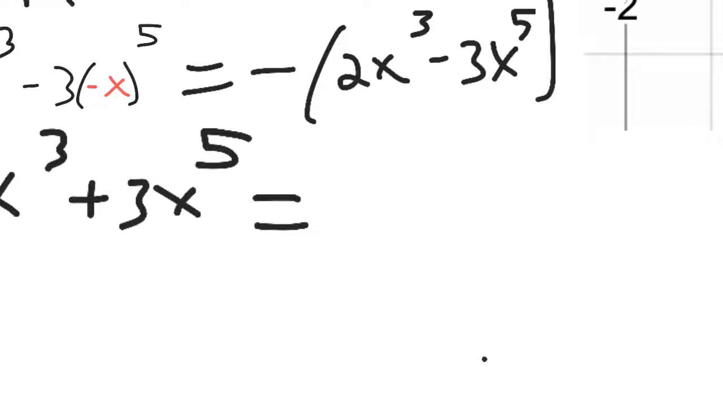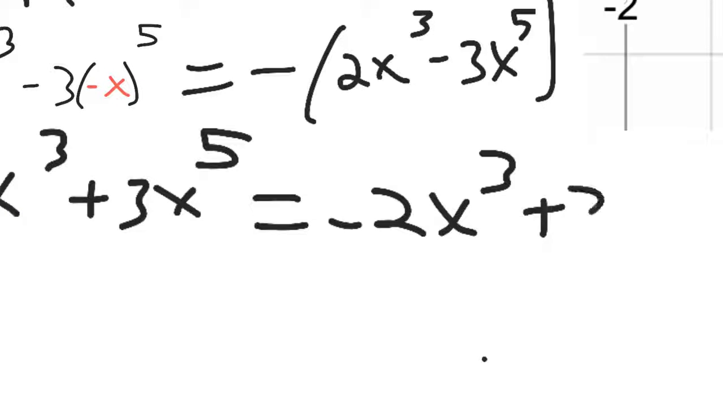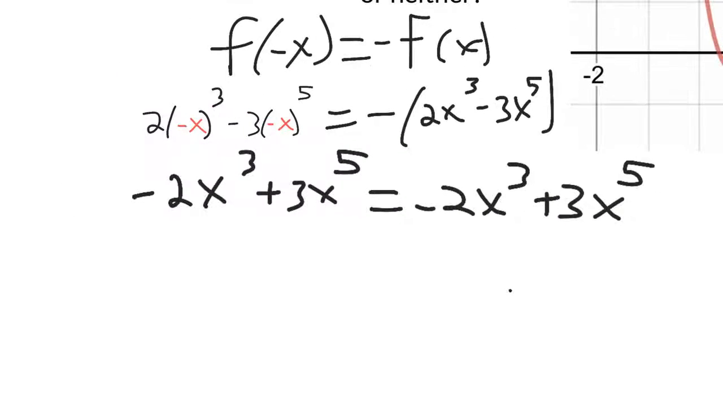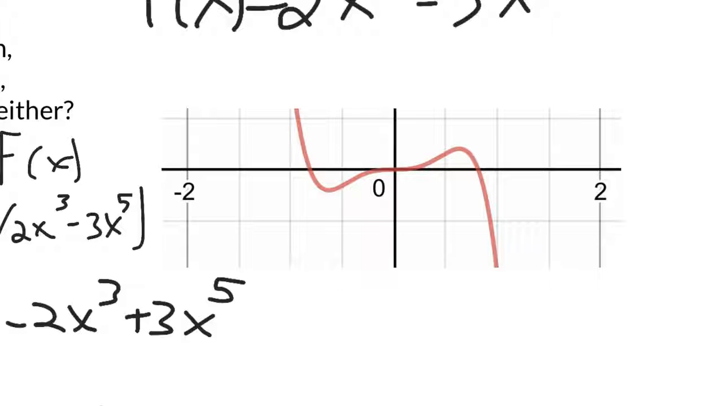On the right side, you've got a negative sign in front of a parentheses, so distribute that negative sign to everything. That's what it looks like when you use the distributive property. And look, these two functions match. This side equals this side. So we can say this is true, meaning that this is an odd function. And that's what we got when we looked at it graphically.